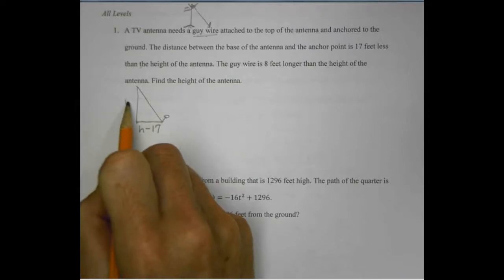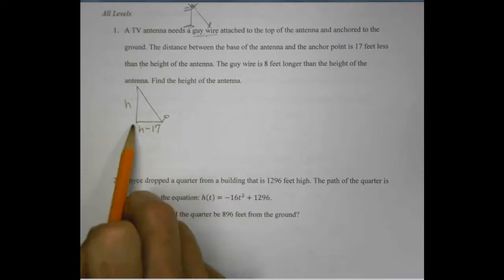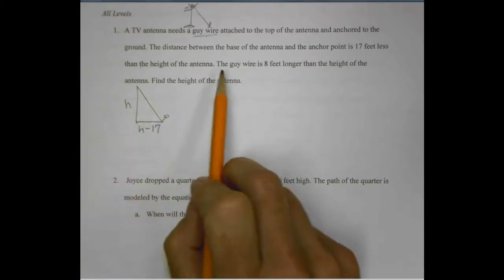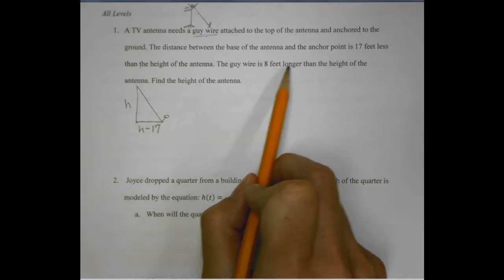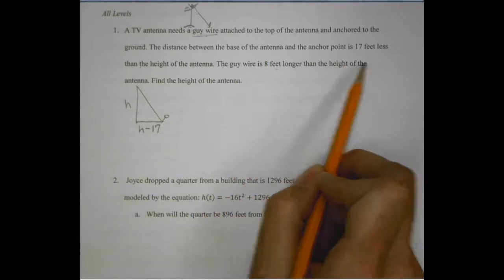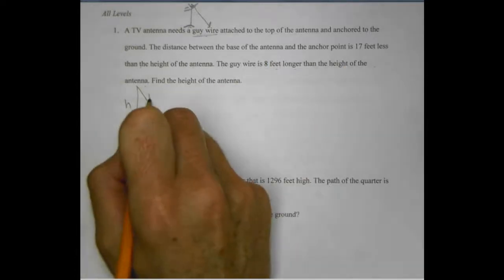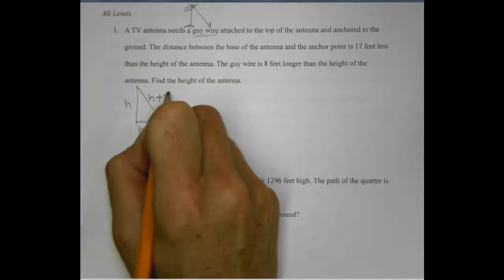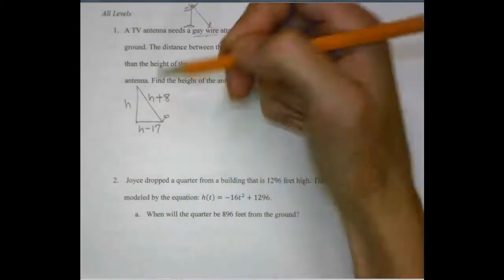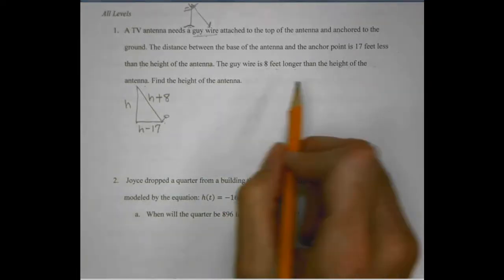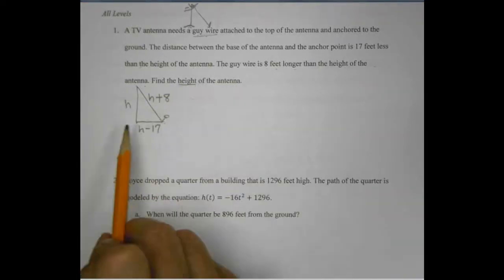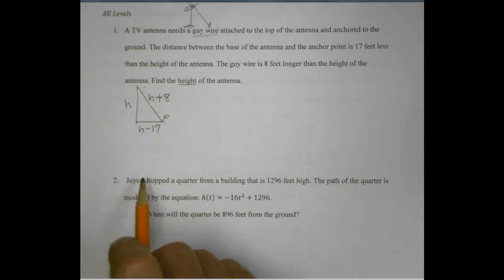And then that's also telling me I should use h for the height of the antenna. Then my next sentence tells me the guy wire is 8 feet longer than the height of the antenna. So however high the antenna is, add 8, and I'll have the length of the guy wire, or really what we're talking about on the picture is our hypotenuse. And then we want to find the height of the antenna, so we want to know what is h.